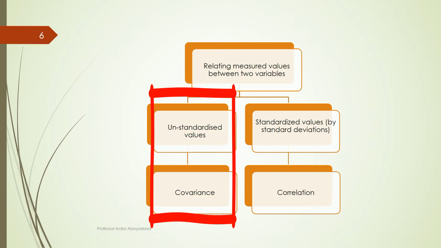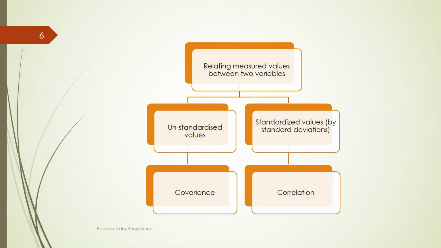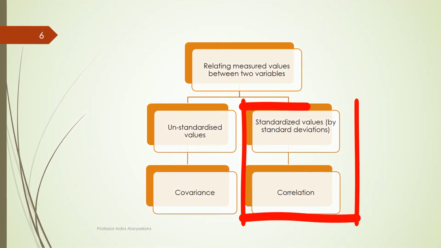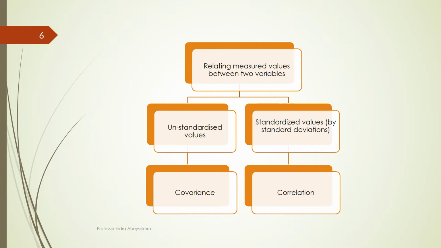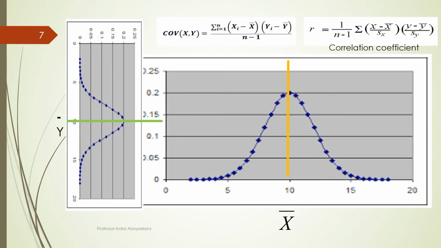On the other hand, we can say the measured values are different because they use different yardsticks, and we can standardize those values using standard deviation. If we standardize those distances, we can come up with an association, and that's called the correlation. Let's look at how we compute covariance and correlation.